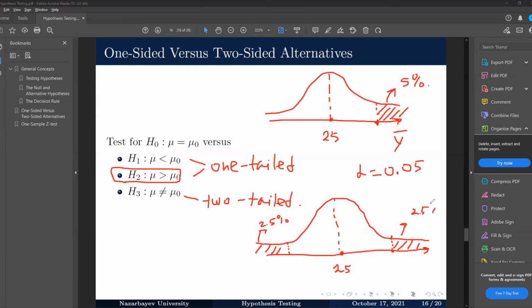So if we get values of Y bar that are far to the left, far smaller than our null hypothesis mean, or far to the right, much greater than our null hypothesis mean, then we would reject our null hypothesis. And these two tails would correspond to the rejection region if we conduct the hypothesis test with null hypothesis mu equal to 25 and alternative hypothesis mu not equal to 25. So we would consider both cases, that the mean could be less or could be greater.